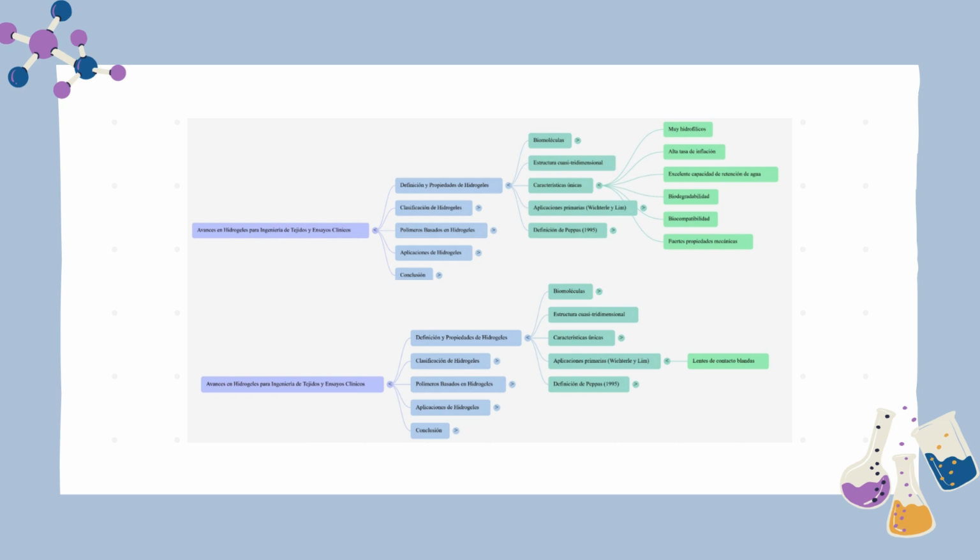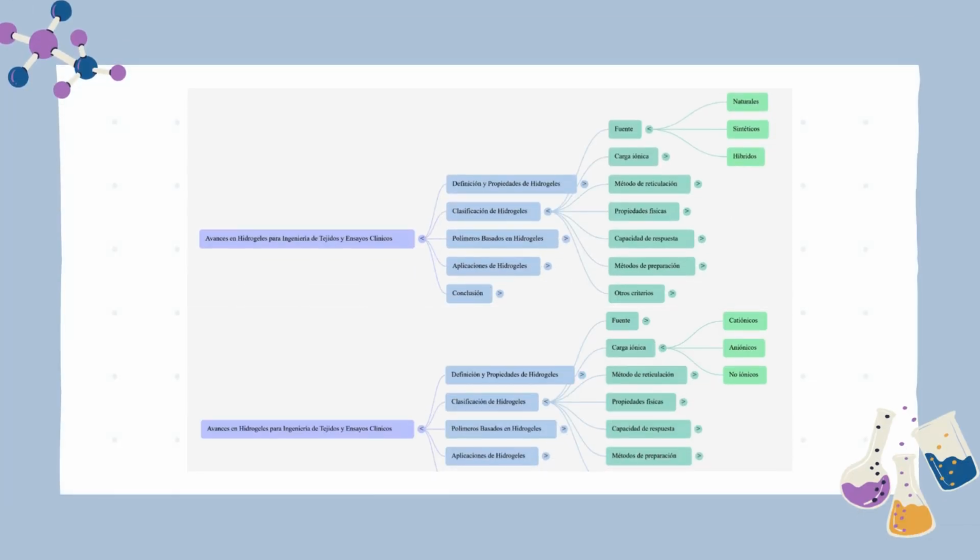In addition, they are biodegradable, biocompatible, and have solid mechanical properties, making them crucial in cell culture techniques, tissue engineering, and regenerative medicine. They can also act as space filling agents, drug delivery systems, and even as 3D structures to stimulate cell differentiation. In terms of classification, hydrogels can be divided according to various criteria.